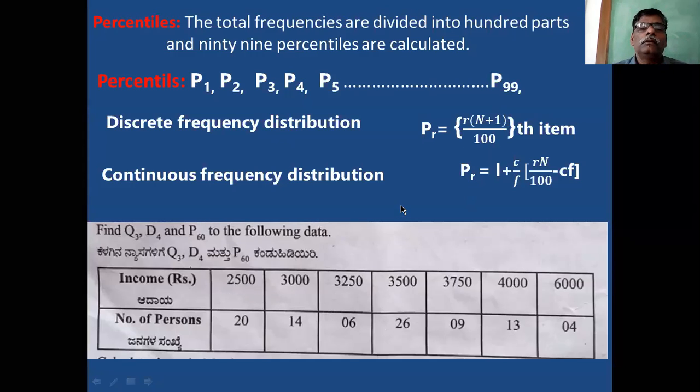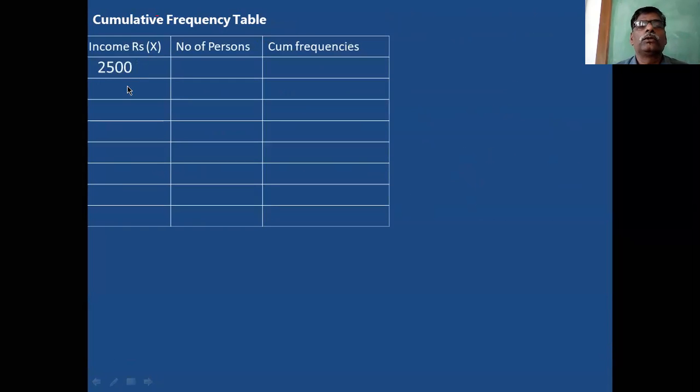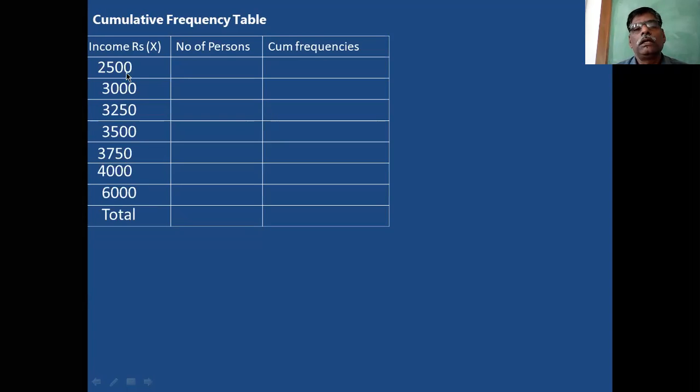Now you see here, I will prepare the cumulative frequency distribution table. The income: 2500, 3000, 3250, 3500, 3750, 4000, 6000. And the number of persons: 20, 14, 6, 26, 9, 13, 4, total 92. Okay, 92. This is the total, 92.